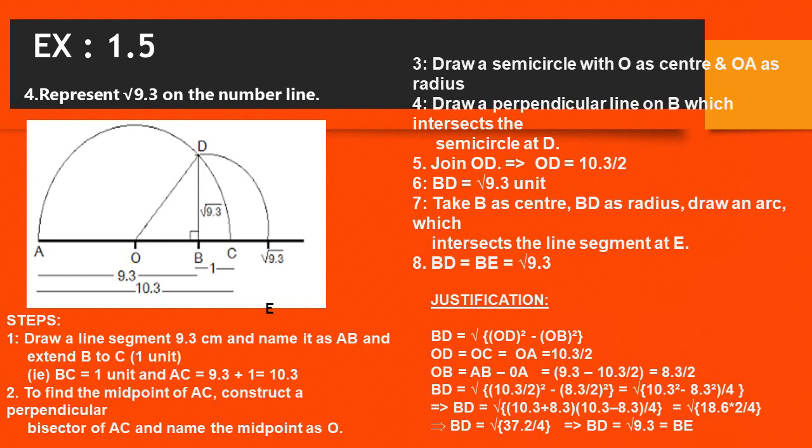Now you can take B as a center and BD as a radius. That is, BD is equal to square root of 9.3 as a radius. Draw an arc which intersects the line segment at E. Then the value of BE will become square root of 9.3. Hence we can conclude that BD is equal to BE, which is equal to square root of 9.3. At last we represented the square root of 9.3 on the number line.